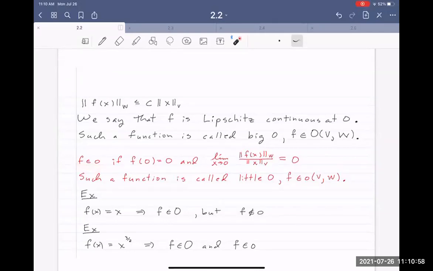So f is little o if f of 0 is 0 and the limit as x approaches 0 of the norm of f with respect to the W norm divided by the V norm of x is 0. Such a function is called little o, and it's denoted by saying that f is a member of little o of VW.